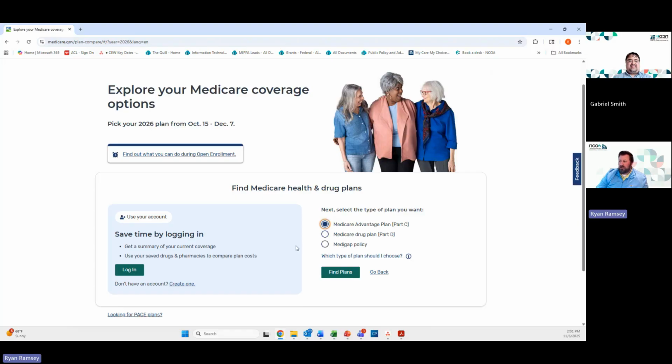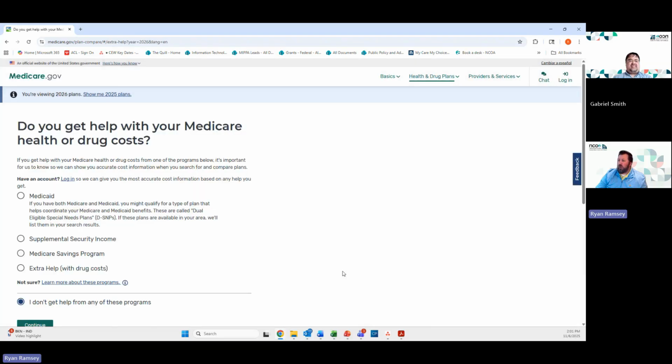Just for a really quick aside for everybody, Medicare Advantage is the option that is aside from original Medicare. So Medicare Advantage, also sometimes referred to as Part C or health plans with drug coverage, take the place of original Medicare and provide us with our Part A hospital, Part B medical, and Part D prescription plans, all combined under one plan. So we're going to select Find Plans and move forward.